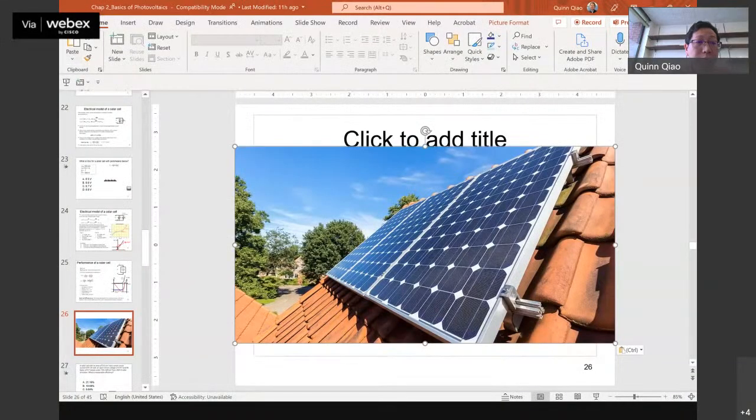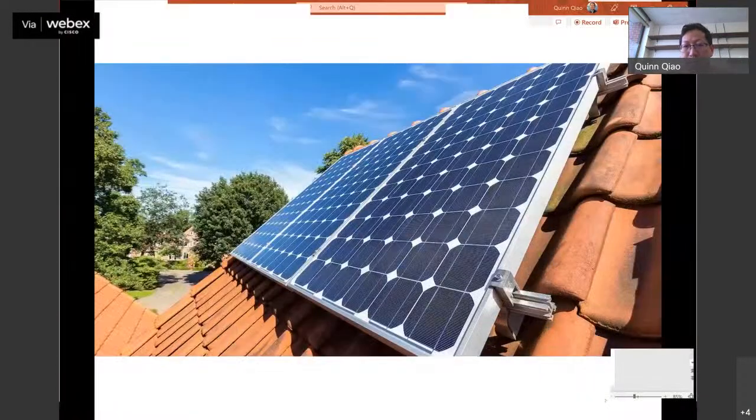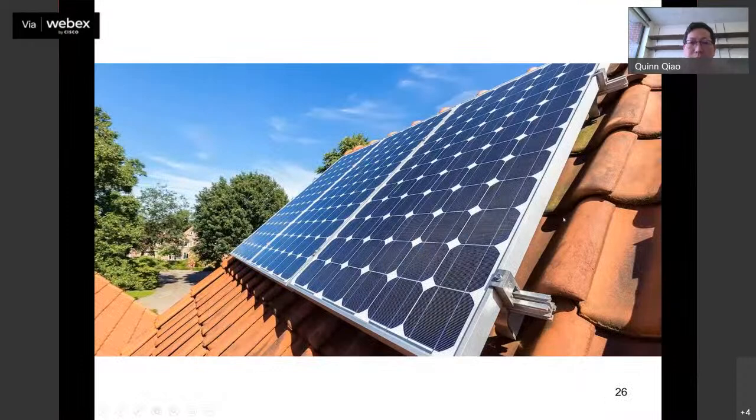Okay, I'm going to stop sharing that one, and then I'm going to share my slides back. Okay, and then what you see here is something I just talked about. Each of these has VOC, ISC, and power. Okay, and they have many of these. They can be connected either in series or parallel, depending on what voltage output you want and what current output you want.